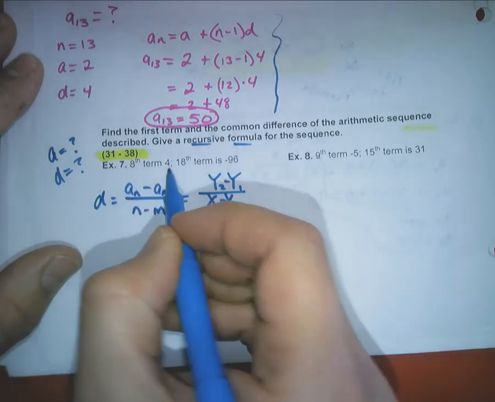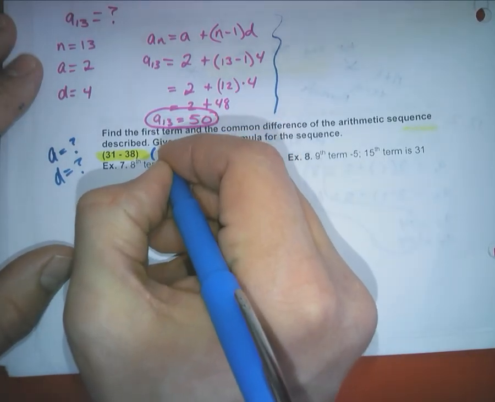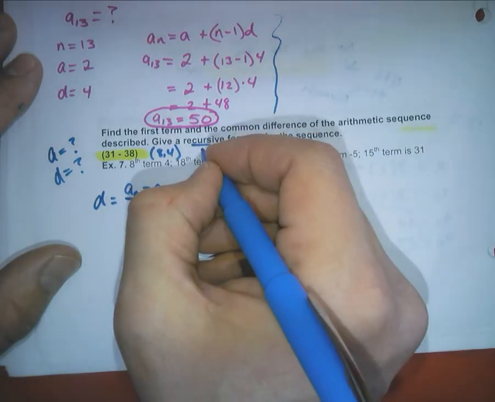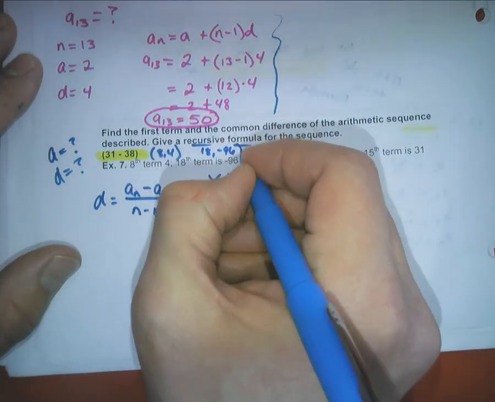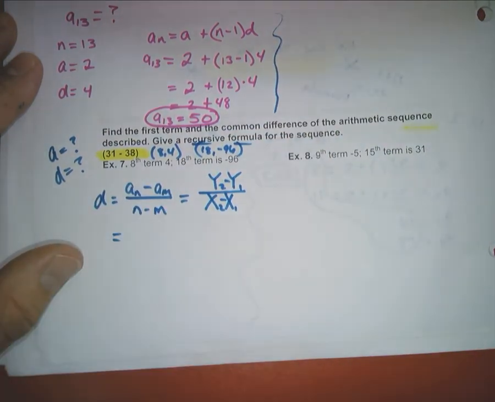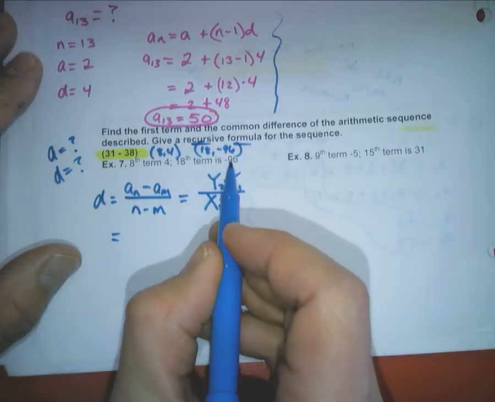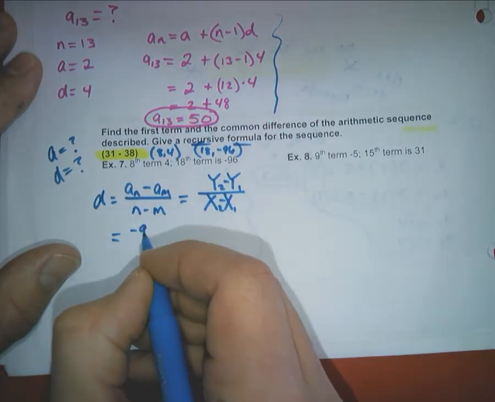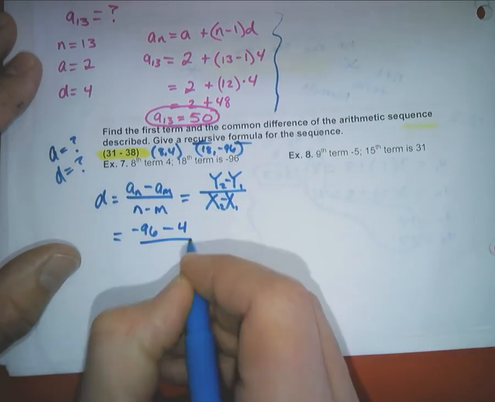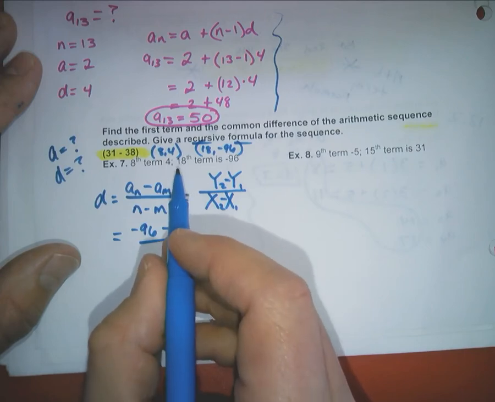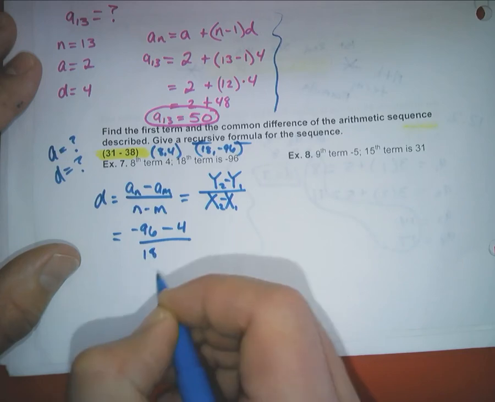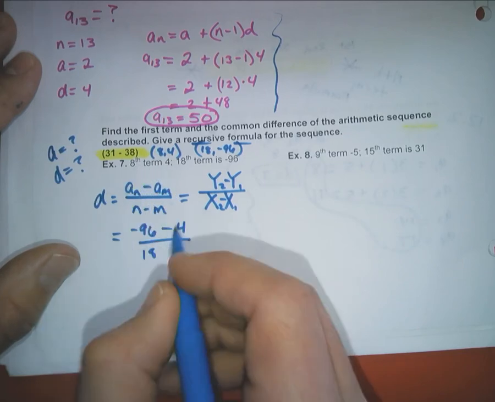Well, the 8th term is 4. You could think of that as a corner point, 8 comma 4. And the 18th term is negative 96. Well, that's like 18 comma negative 96 if you want to think of it as a point. And then use that idea to plug it in. Okay, so A sub n is one of the terms. It's negative 96. Minus the other term, which is 4. And then I divide it by what term is negative 96? Negative 96 is the 18th term. And then what term is 4? 4 is the 8th term.